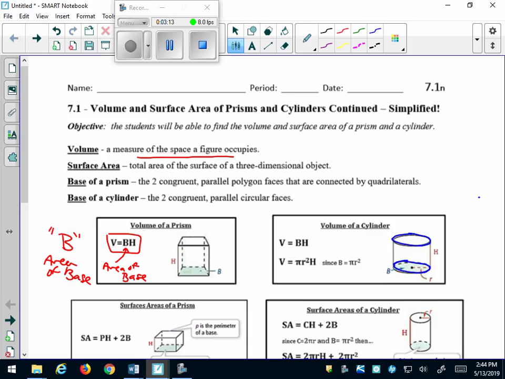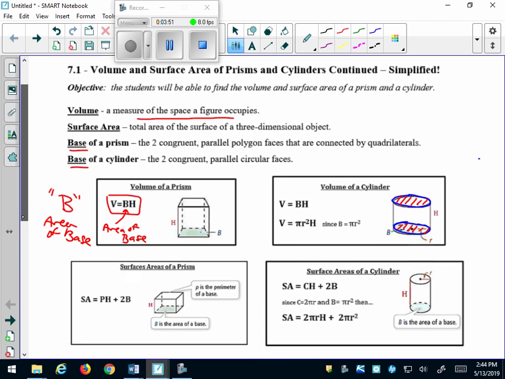Okay, remember base does not mean bottom. Base is just the two faces that are parallel to each other and congruent to each other in a prism, and the two circles that are parallel to each other and congruent to each other in a cylinder. So capital B is the area of the base. There's the definition of base. Volume is how much space it takes up. So you're going to be doing the area of the base, capital B, times the height, so the number of boxes that fit across the bottom times the number of layers of boxes you can fit.